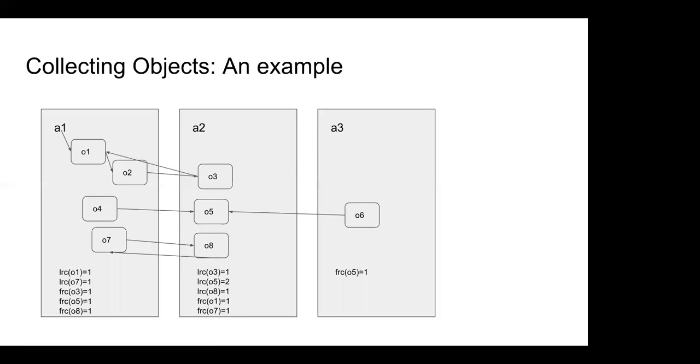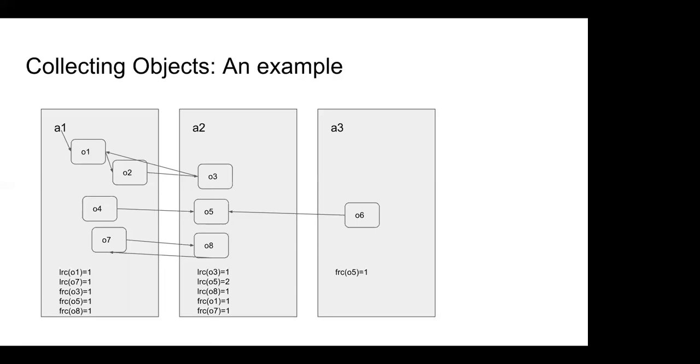I'm going to walk through an example of this, and this example is actually pretty similar to one that's in the paper Ownership and Reference Counting Based Garbage Collection in the Actor World, which is the paper that describes the Pony garbage collector. So we've got Actor 1. Actor 1 has objects 01, 02, 04, and 07.